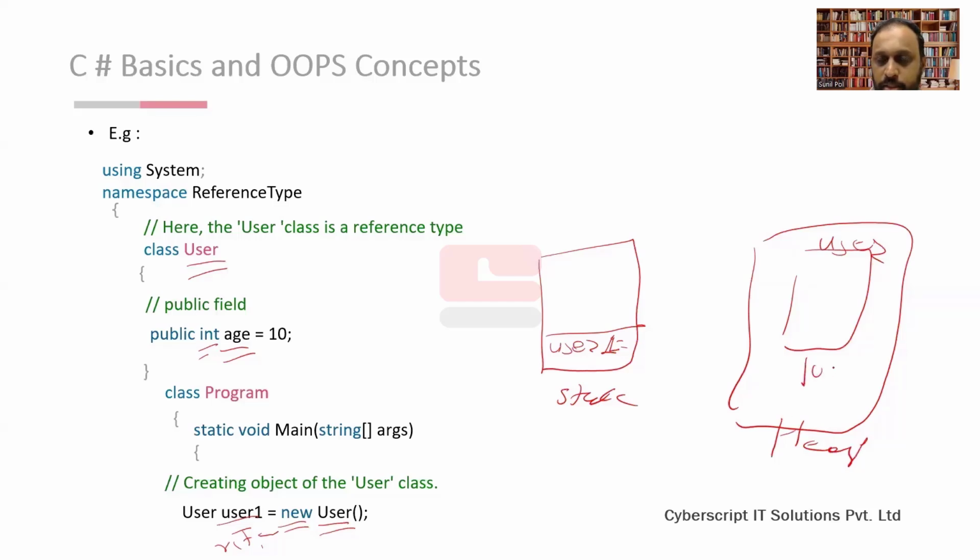Suppose this is address 108. So 108 would be assigned to user1, that is the reference variable, which is pointing to the memory location on the heap. So the User object contains age, and as it is a value data type, the value would be allocated here only. Age is equal to 10.